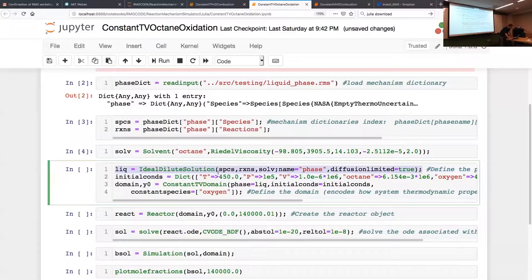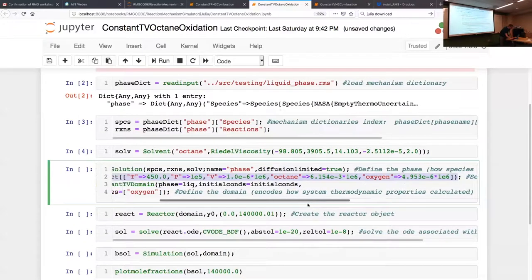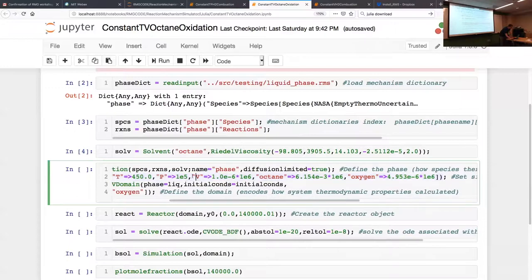And then for the initial conditions, we define the moles and the temperature. The pressure defined doesn't matter here, because it's in the liquid phase, and we're assuming incompressibility. But we define the volume and the moles of octane and oxygen.